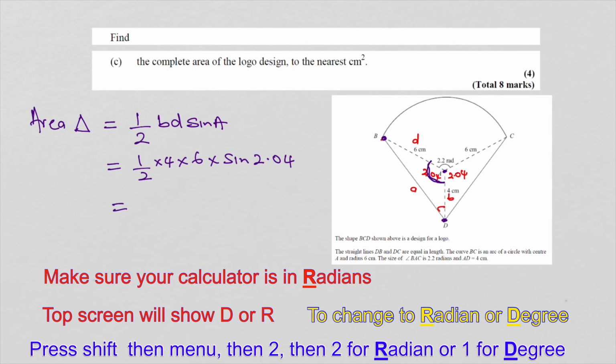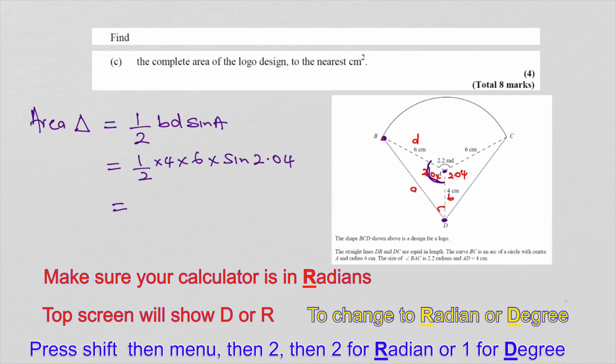To work this out, we need to make sure the calculator is in radians. To make the calculator work in radians, you need to check the top of the screen to see if it's showing R or D. If it's not showing R, you need to go to Shift and Menu. Then you select 2 for angle unit, then you select 2 for radian. Now it will show R at the top of the screen. Then you can do your calculation because we are working in radians.